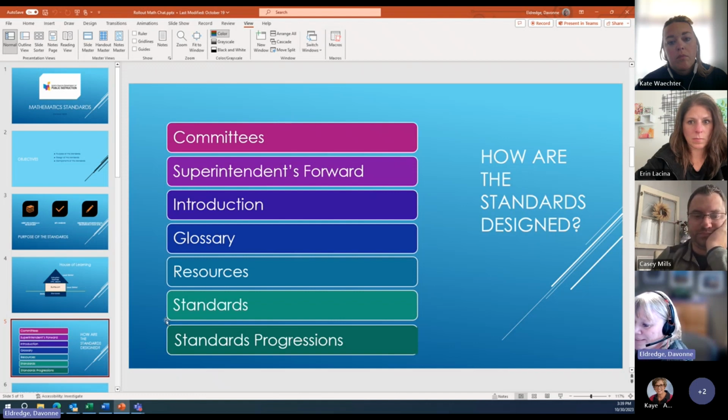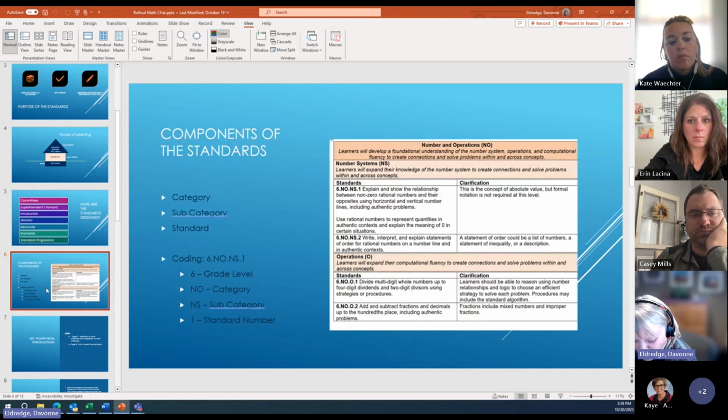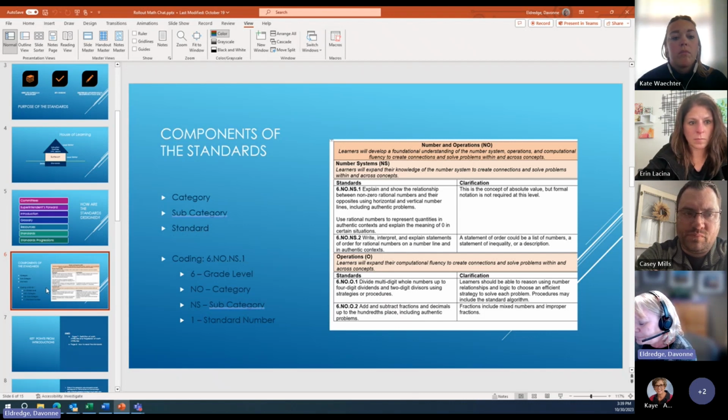The standards components. Our new standards are color-coded. We have 4 color-coded categories, which are organized in the order of development. The first section that you will see is the number and operations area, because it is very, very important that our students have a very solid foundation in their numeracy skills in order for them to have the concepts that they need to perform proficiently within algebra and geometry later on. And so we wanted to make sure that this section was first.